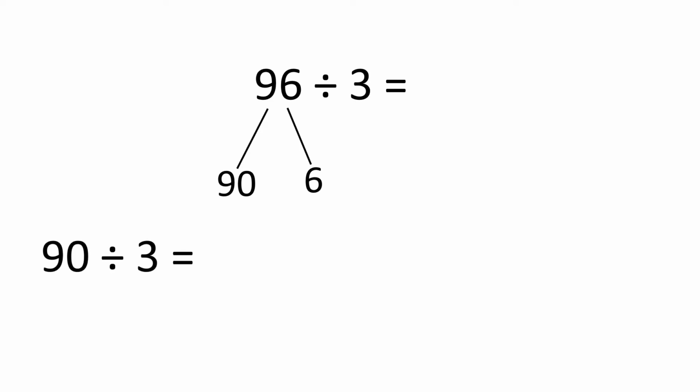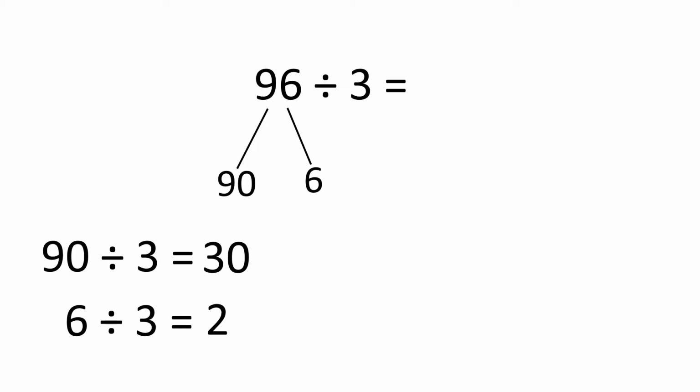90 divided by 3 is equal to 30, because if I know 3 times 3 is equal to 9, I know that 30 times 3 is equal to 90, and 90 divided by 3 is equal to 30. Next, 6 divided by 3 is equal to 2, because if I know 3 times 2 equals 6, then I know that 6 divided by 3 is equal to 2.